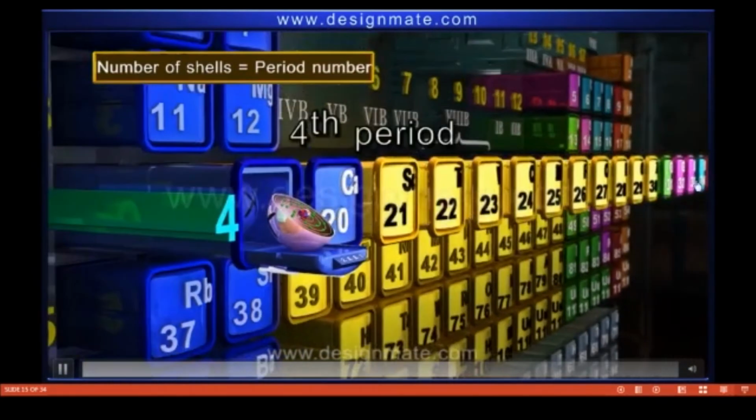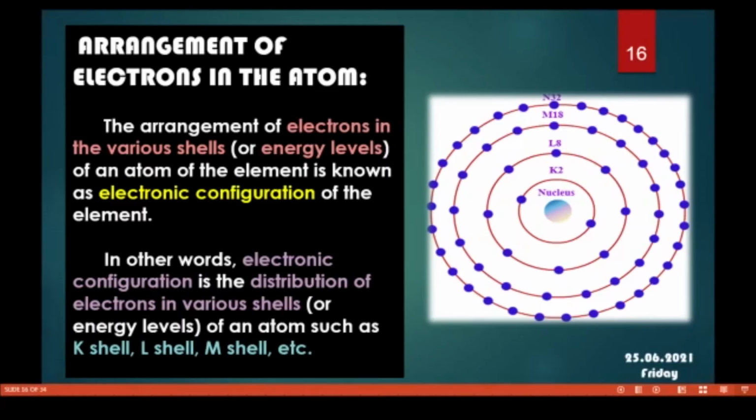These elements all have an arrangement of electrons in the atom. The arrangement of electrons in the various shells or energy levels of an atom of the element is known as the electronic configuration of the element. The K shell has 2 electrons, the L shell 8, the M shell 18, the N shell 32. This arrangement of electrons in the various shells, or energy levels, is called the electronic configuration.